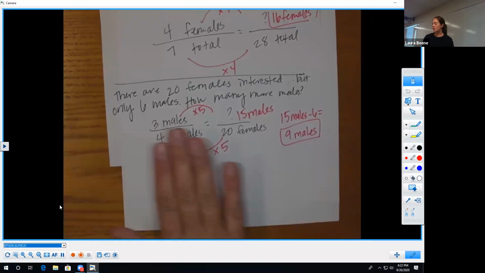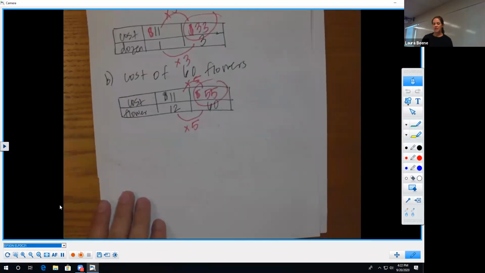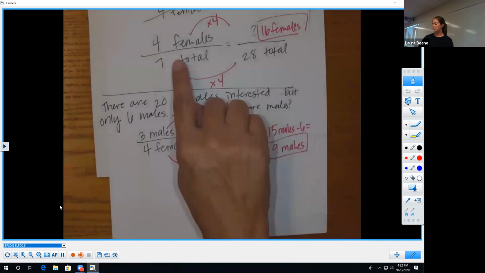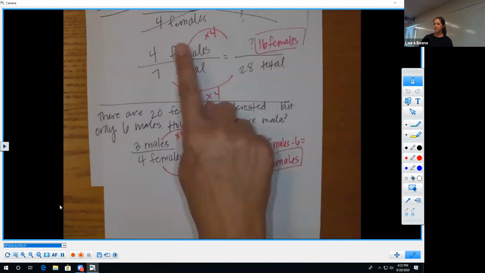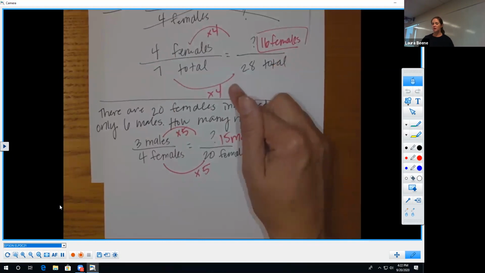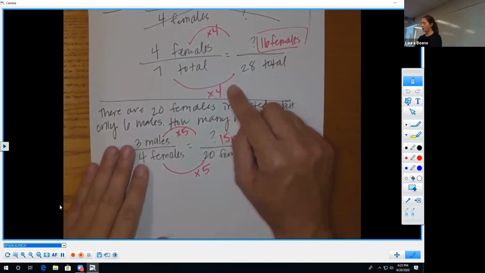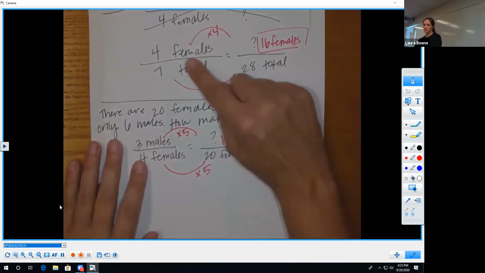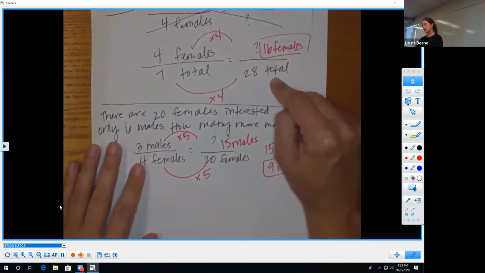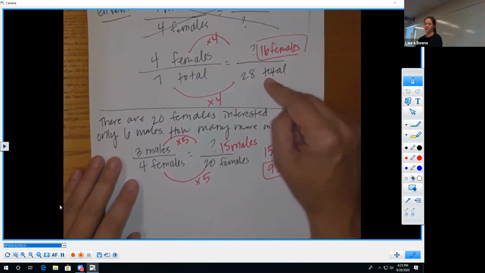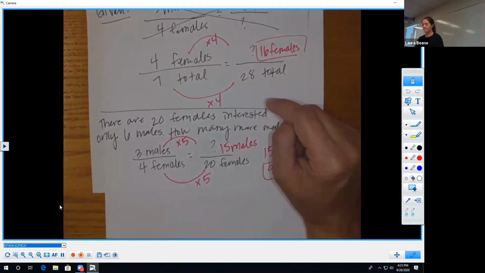Okay, so notice on all these problems, we are either setting up a table or we are setting up a proportion with a fraction on one side and a fraction on the other side, but we are not cross multiplying and solving for x. On all of these problems, you are finding the factor it takes to get to the other ratio and multiplying by that number on bottom and on top.